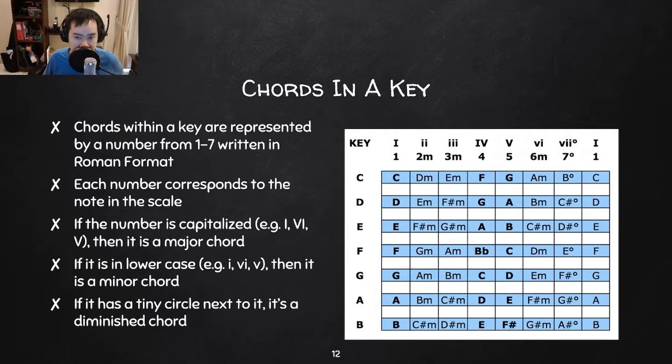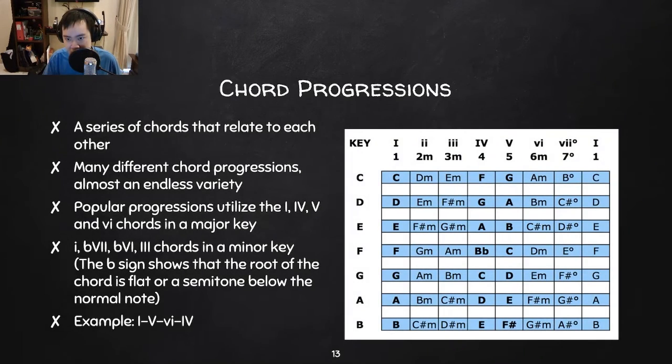So, through this, it becomes really easy to know now. Chord progressions are always written in these Roman numeral systems, and through this table, we can easily distinguish what chords are in a progression. So let's talk about chord progressions. A series of chords that relate to each other, that's what a chord progression is, right?